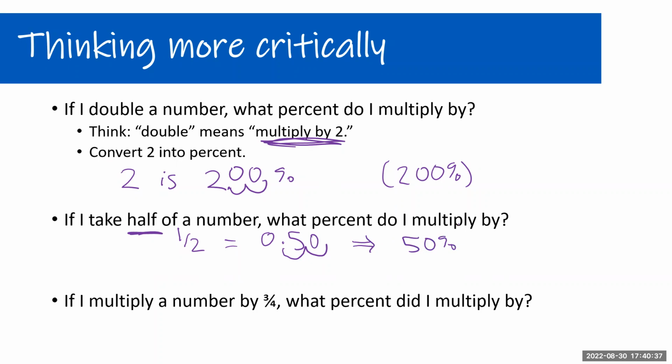Lastly, give this one a try. If I multiply a number by 3/4, what percent did I multiply by? Well, again, first step is to put this into a decimal. We know that 3/4 is 0.75. What percent is 0.75? Well, move that decimal over there and you'll get 75%. Make sure that you give that a try and you can get the same types of answers.